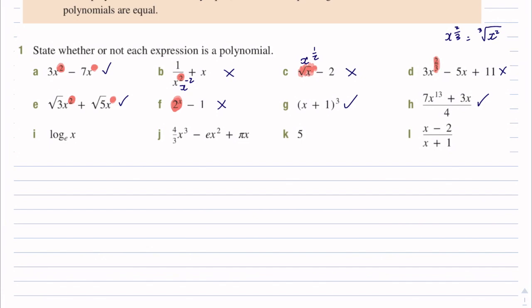This one is because we've got whole number powers of x. Doesn't matter that the whole thing's over 4. We could have separated that to have 7x to the 13 over 4 plus 3x over 4. That one is not. You have not seen those yet.